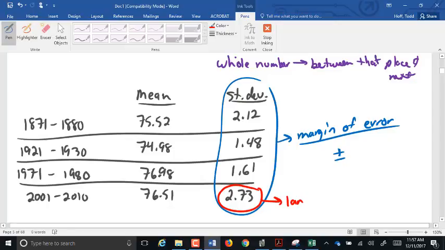You got it. That would be the largest margin of error. I'm just going to do capital ME for margin of error. And then, of course, the smallest margin of error, perfect.